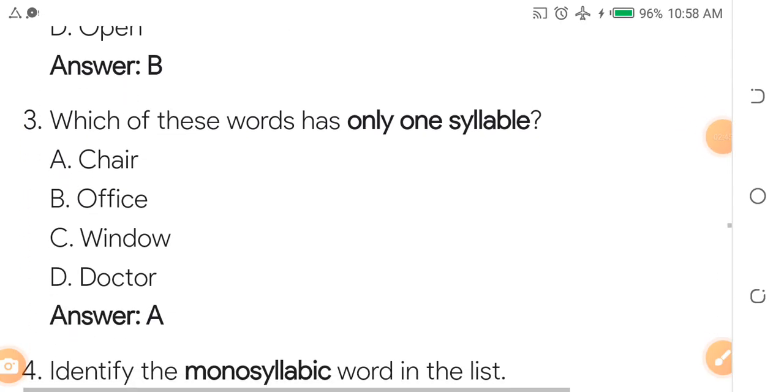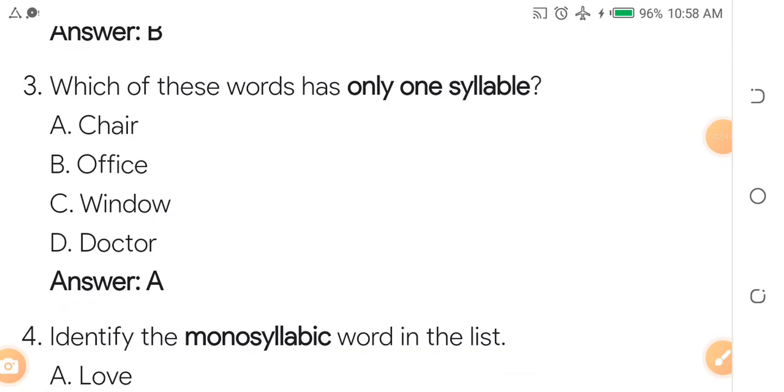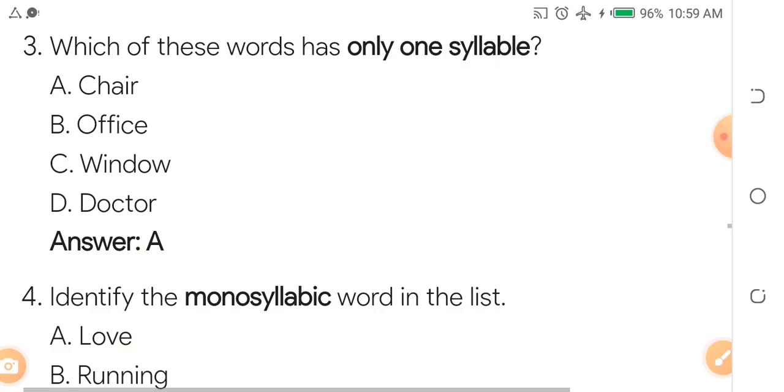Part 3. Which of these words has only 1 syllable? A. Chair. B. Office. C. Window. D. Doctor. You can see even from the way I am pronouncing it that it is chair. You pronounce chair straight. So the answer is A.